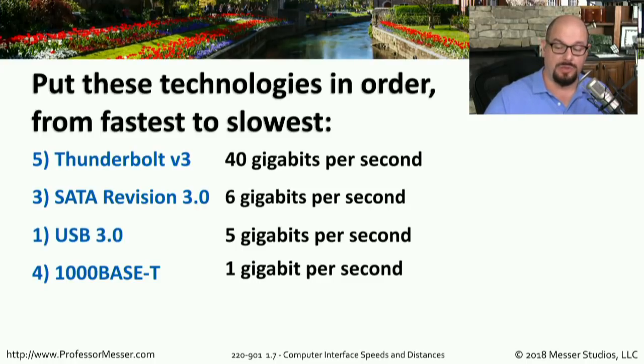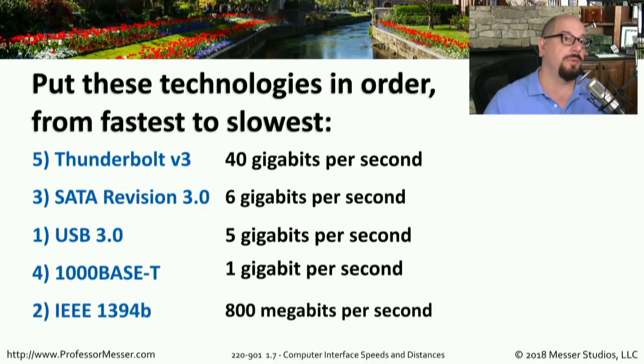That leaves us with only one as the last, which is IEEE 1394B, which is FireWire, as we say here in the South. FireWire runs at 800 megabits per second. So oddly enough, the slowest one is FireWire. Who knew? So we've got a good choice of things there to choose from. And that's our final list.